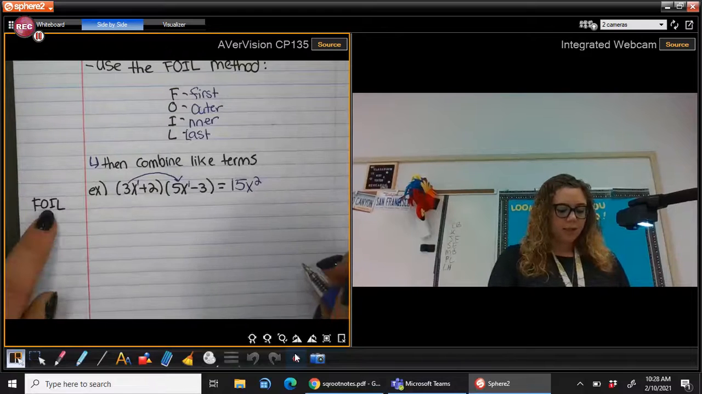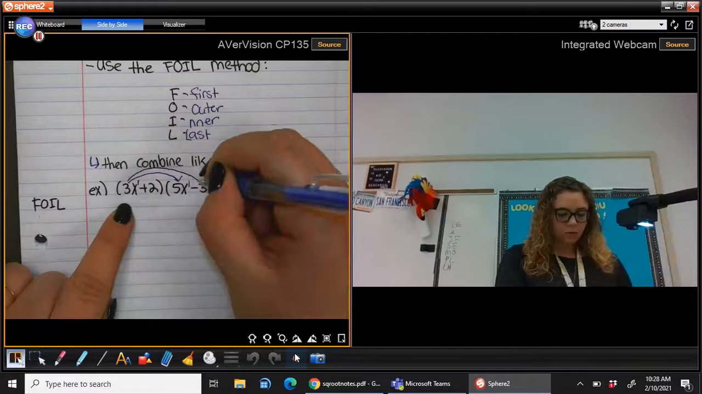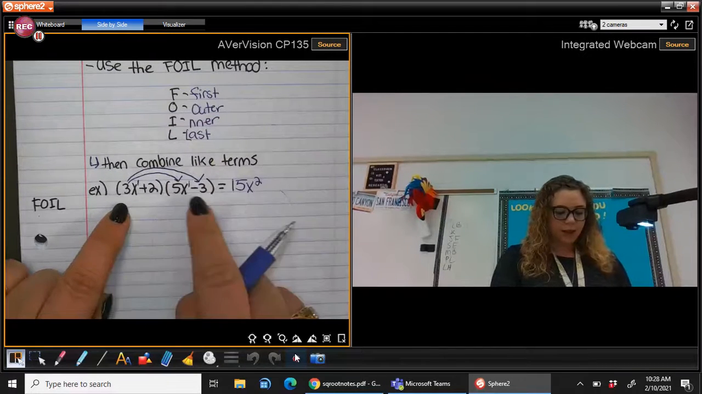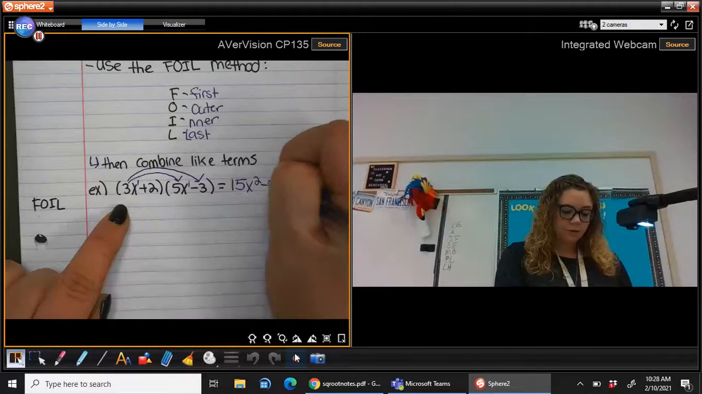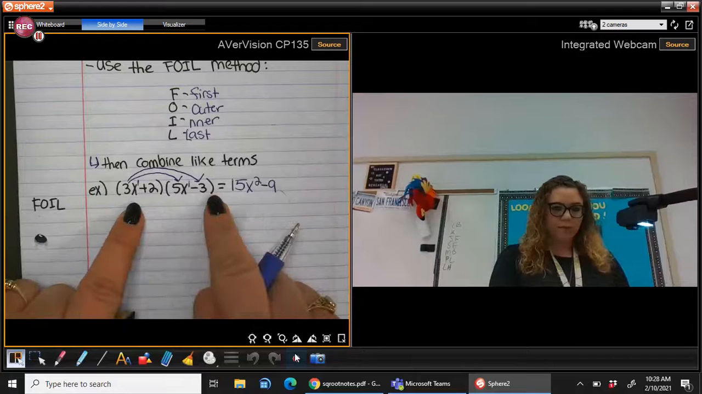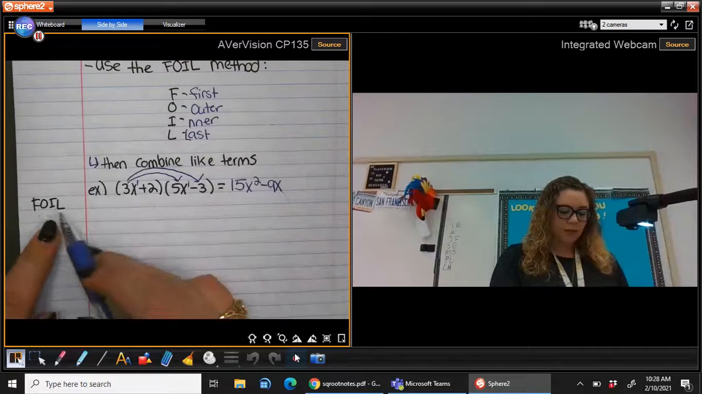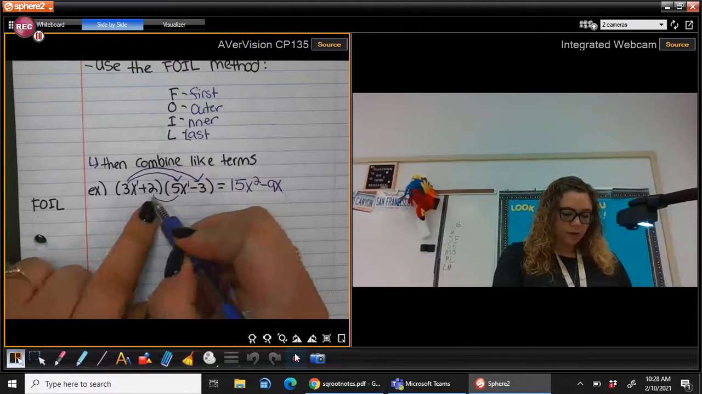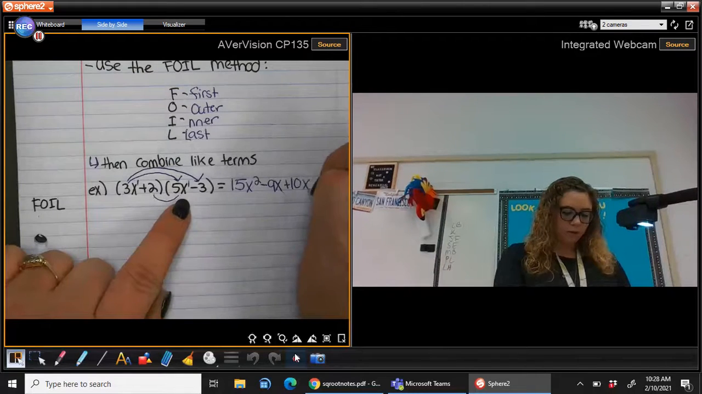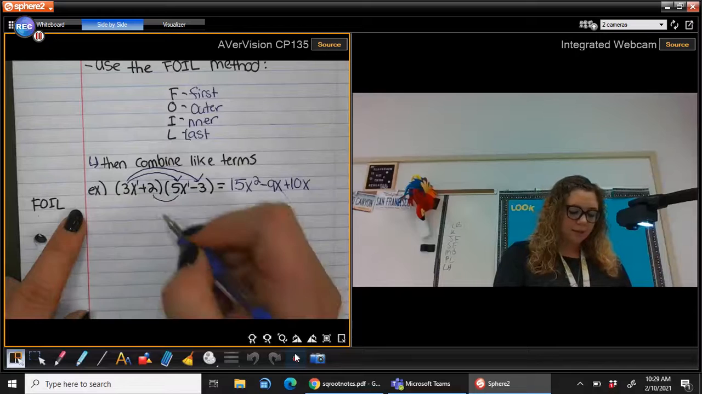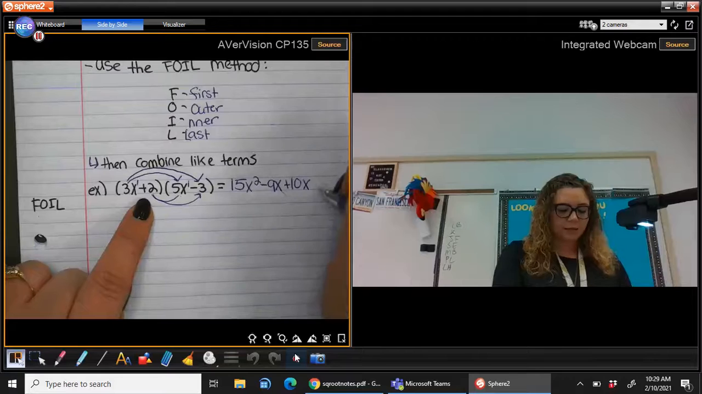Okay. Then it says outer, so your two outer ones. Okay, 3 times negative 3 is going to give you a negative 9. Then I don't have an x over here to combine, so I'm just stuck with that 1x. Then my inner terms. Okay, 2 times 5 is 10, and I just have that 1x. And then last, my two last terms. 2 times negative 3 is negative 6.